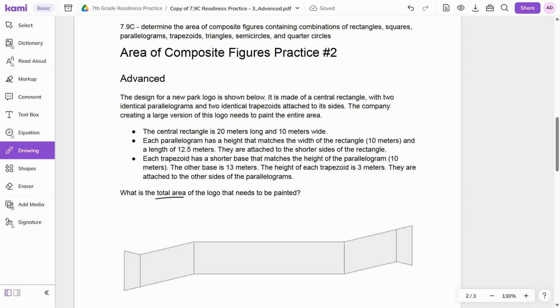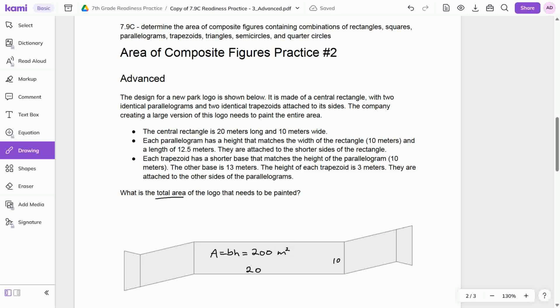So we have a central rectangle that is 20 by 10, and we're dealing with meters. So that's going to be base times height. So that's going to be 200. And then we are dealing with meters, so let's put square meters there. All right, that's pretty simple.